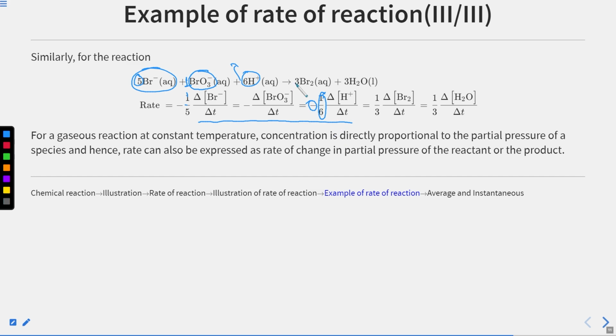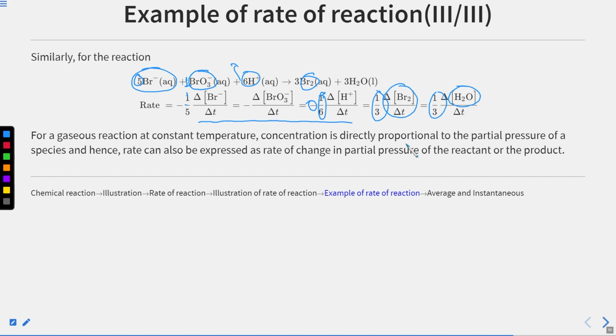Moving on to the next product. The rate of appearance of this Br2, with a positive sign because it is a product, when multiplied by 1 by 3 we get our rate. And similarly, if we consider the rate of appearance of water with change of time, multiplied by 1 by 3, we will get it as the rate of reaction. So you can see how beautifully we have described the rate of reaction using the reactants and the products.